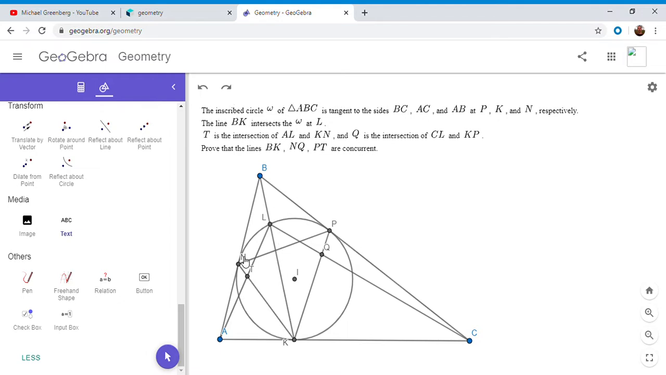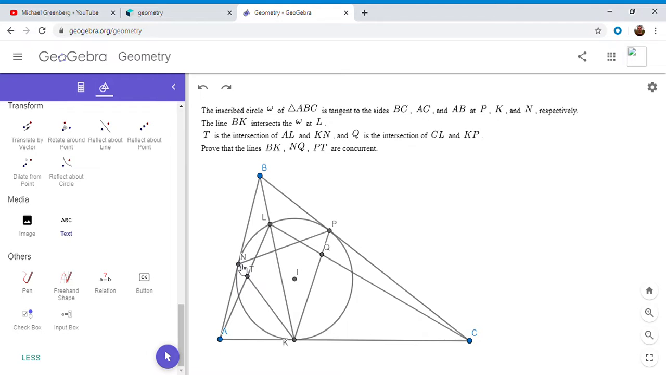Okay, so I want to use Ceva's theorem to show that BK, NQ, and PT are concurrent. So what triangle would I want to use? Well, I'm going to use triangle NKP, and eventually I'm going to label this point D. If I want to show that NQ, PT, and BK are concurrent, BK would be the same as DK if D were the intersection point here. So I want to show that NT over TK times KQ over QP times PD over DN is 1.